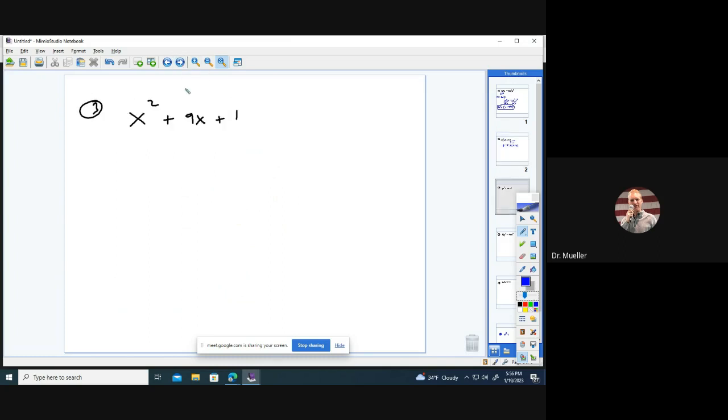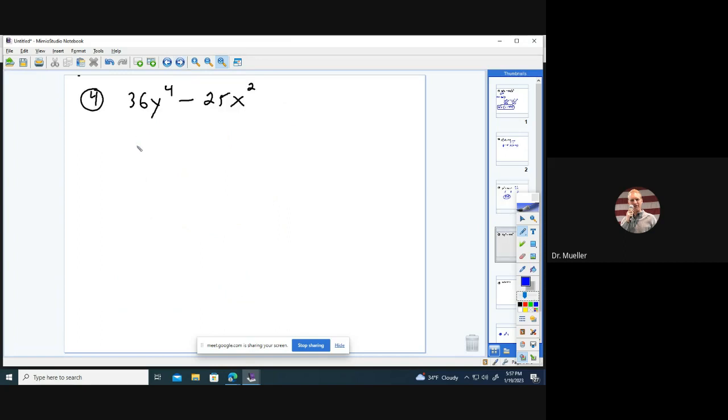Number 3, this one we have to set it up again. Find 2 numbers that multiply to 1 and add up to 9. That's not going to happen. So this polynomial is just prime, meaning there's no way to factor that out.